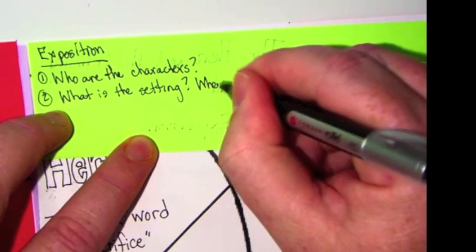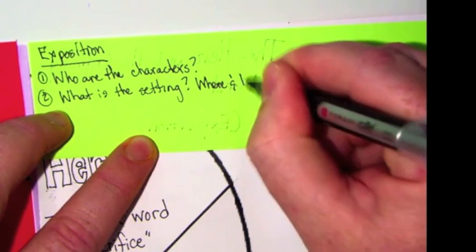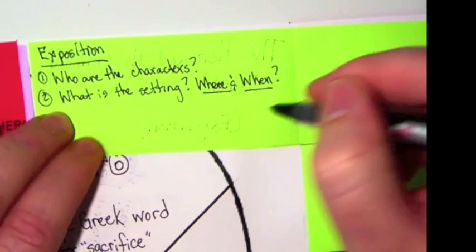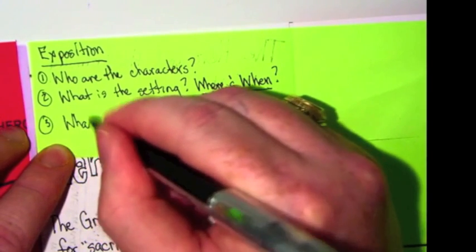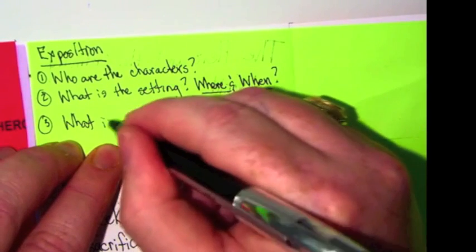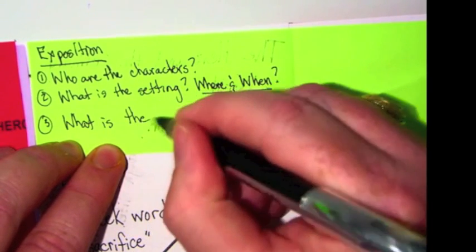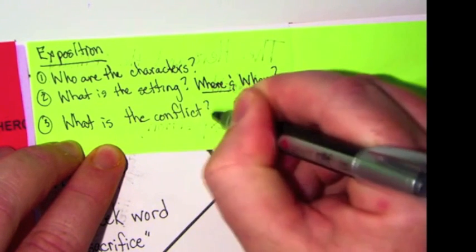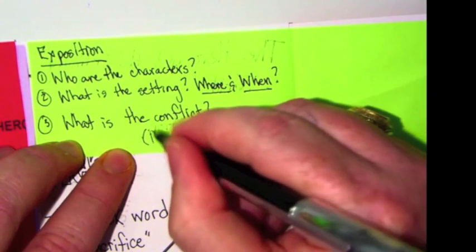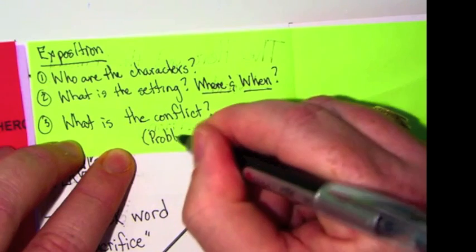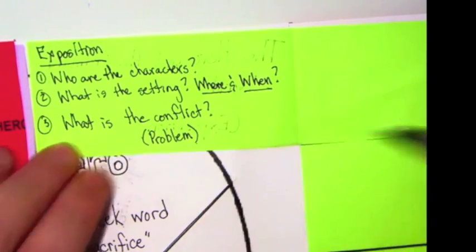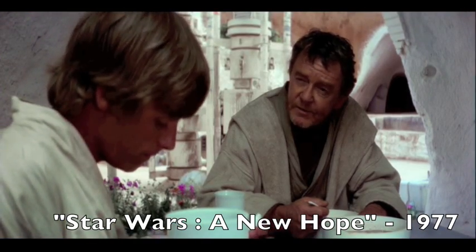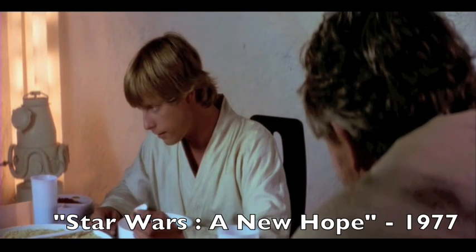The Conch Bearer would be a much different story if it were told on Mars in the year 2110, and Rango would be much different if he lived on a sailing ship in the 1700s. The third part of the exposition is what is the conflict? What is the main problem for the character in the story? We will spend more time on conflicts later. For now, just remember that conflicts can be internal or external. More on that, though, in future videos.